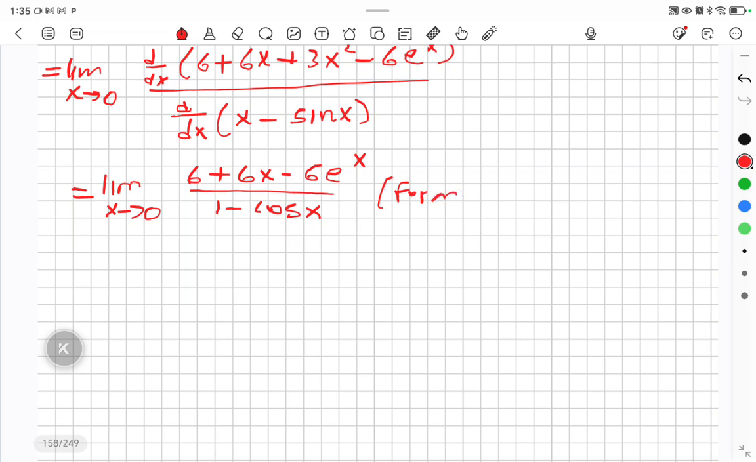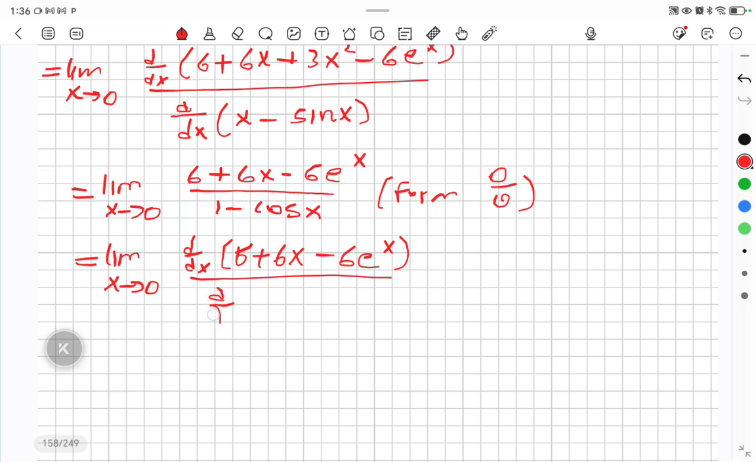The form of this will be 0 over 0. Then we now apply L'Hopital rule again. So d over dx of 6 plus 6x minus 6e to the x, all over d over dx of 1 minus cos of x. And this will be equal to the limit as x approaches 0 of 6 minus 6e to the x all over sine of x.